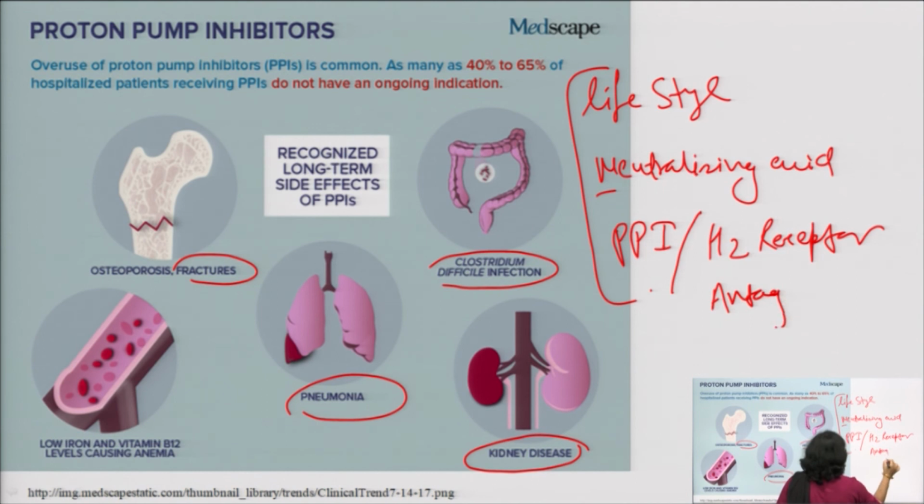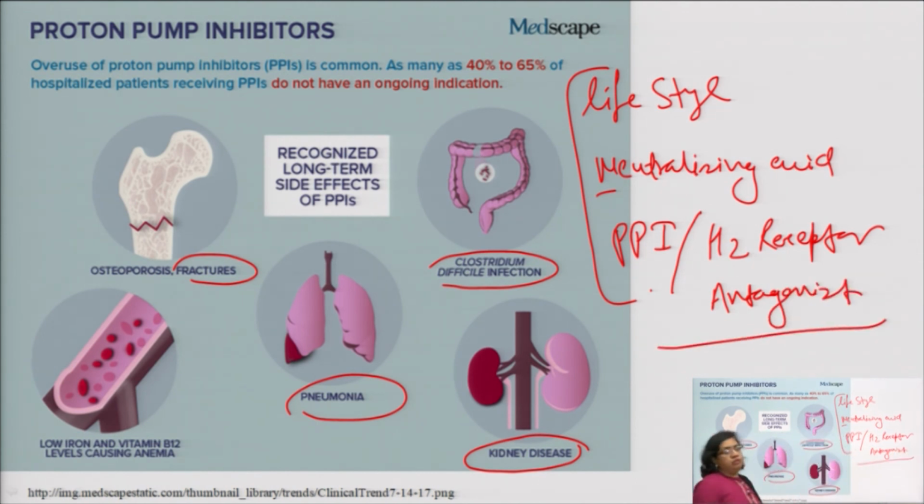So, try to change your lifestyle; that is your better option to avoid taking proton pump inhibitors. You can manage your life by maintaining your lifestyle, and you can avoid neutralizing acid and proton pump inhibitor type of medicine.